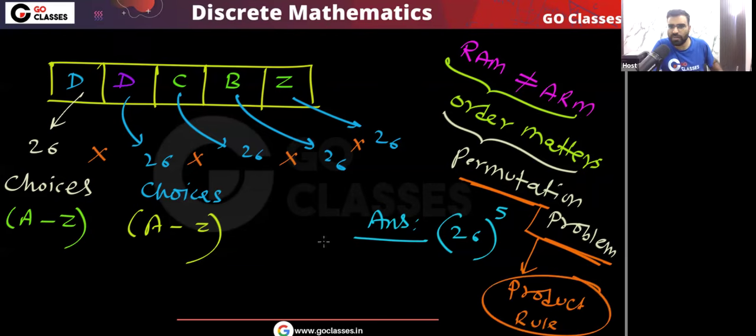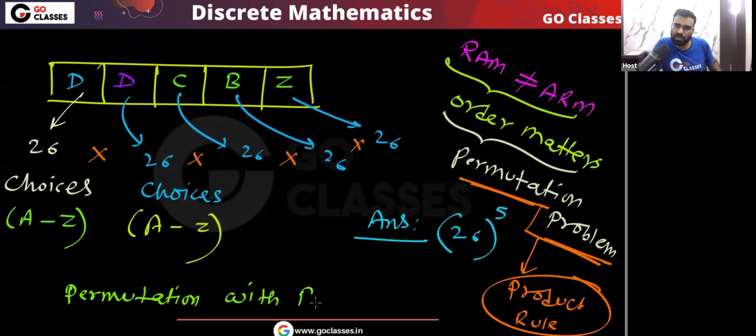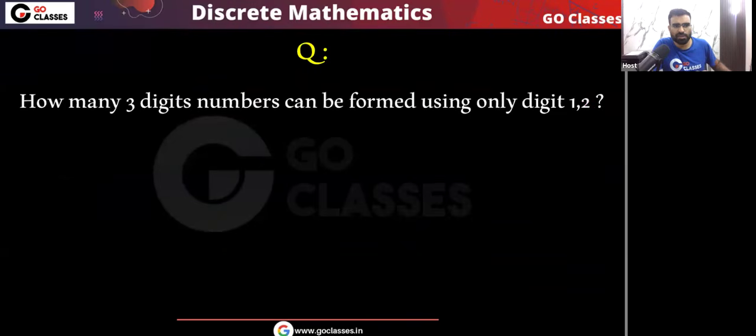So here you can see we have applied the product rule. Whenever you see a permutation related problem, you can easily apply the product rule and solve it. So this is a permutation with repetition problem. Do you agree? I can say this is a permutation with repetition problem. I hope you understood. Let's solve this question.